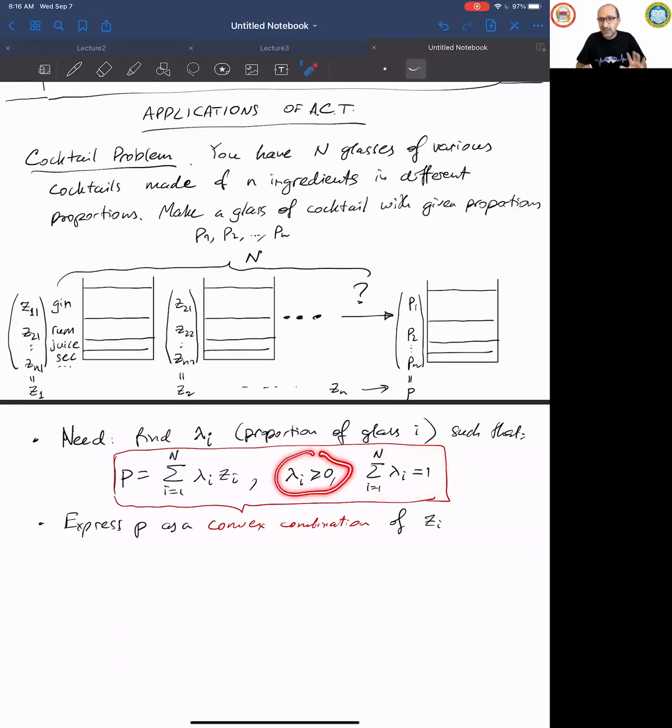But this is not a linear constraint. It's not like lambda equals 0; lambda is greater than or equal to 0. That's not a linear constraint. It is a convex constraint, though. If you know a little bit about optimization theory, and I'm not expecting that you do, this is called a convex program.